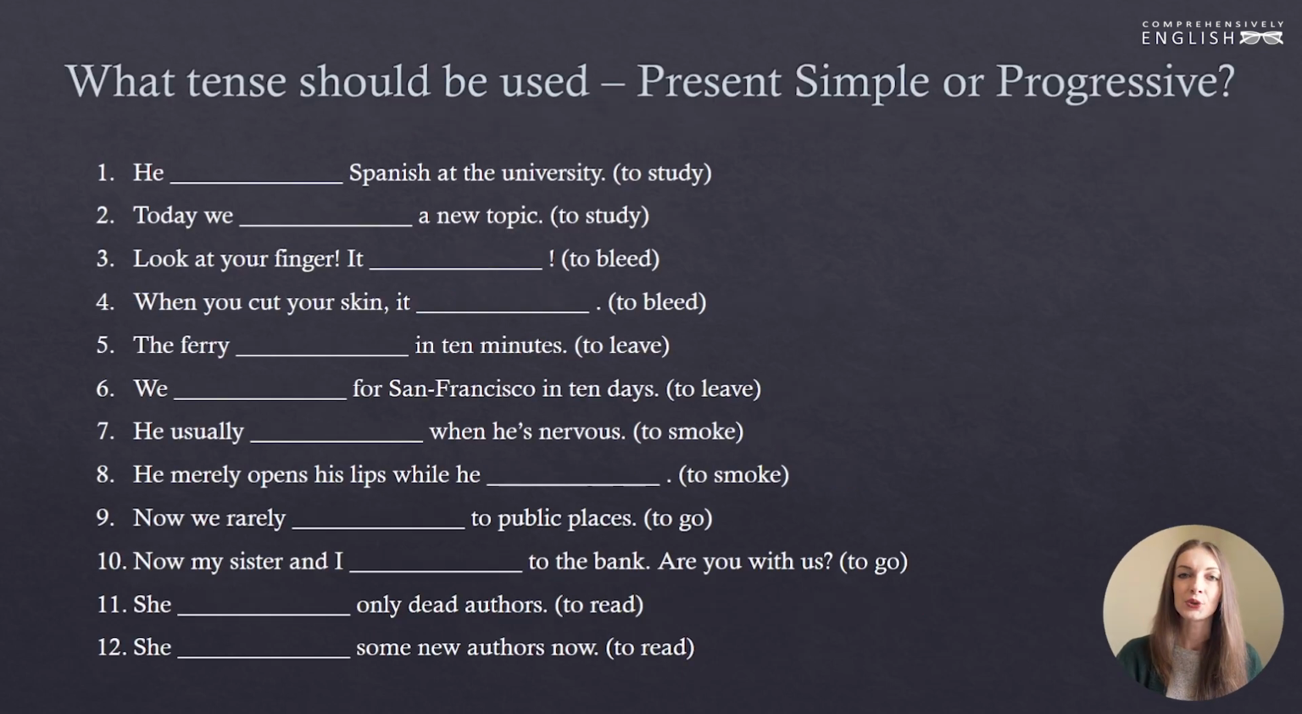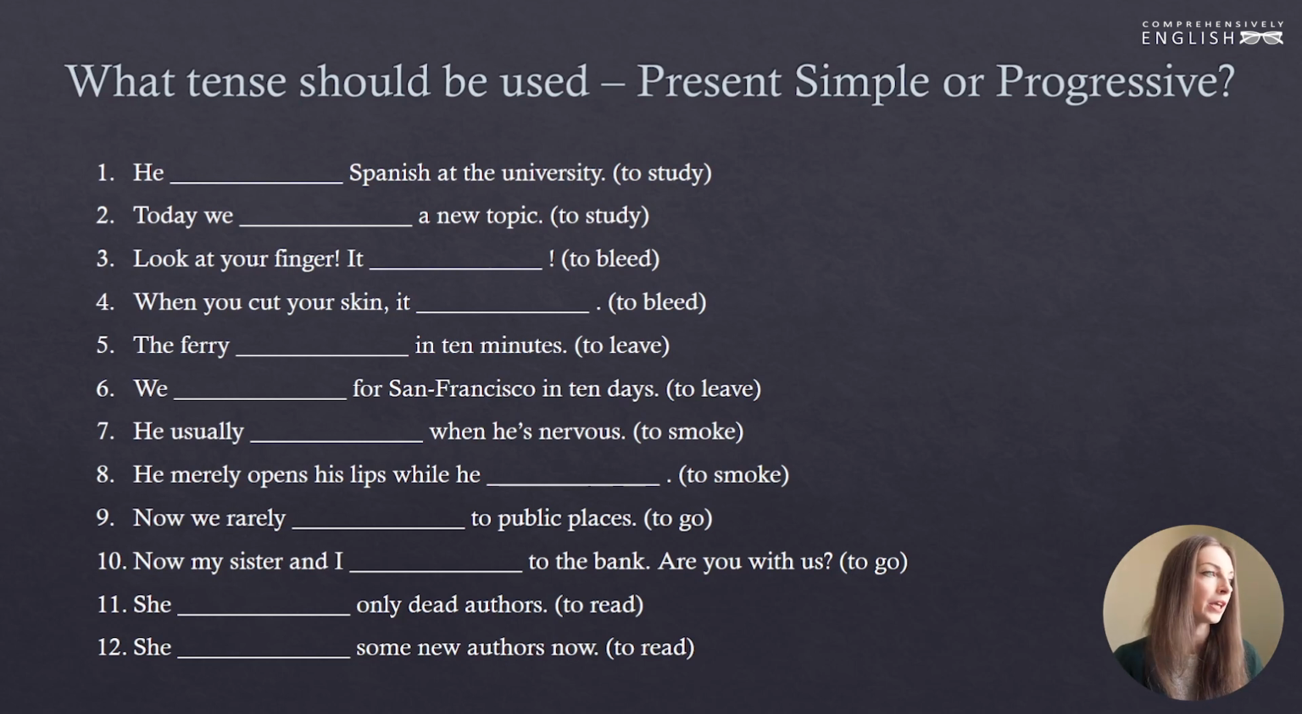Now let's do another exercise. We need to choose between the present simple and the present progressive tense. Remember that you need to get rid of the particle to. We only want the verb in its proper form. What I suggest you should do is please pause this video and write the sentences down, make your choices, and then we'll check that together. I hope that's what you did.